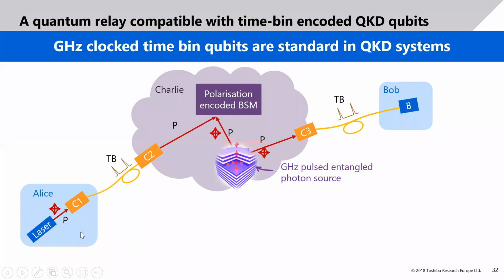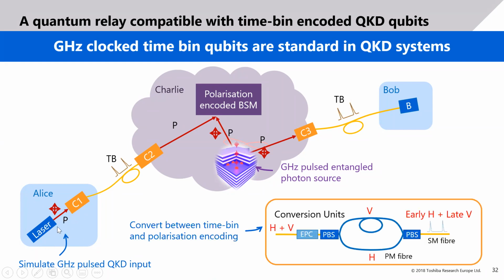So the measurement that we're going to do is we first simulate a gigahertz clocked time bin QKD input by using a laser, and then converting the polarization encoded qubit to a time bin qubit. And this is done with a unit like this, but it's really quite simple. If we look at a random superposition between H and V of our polarization qubit, we split the H and V polarization components into two different arms using a polarizing beam splitter.